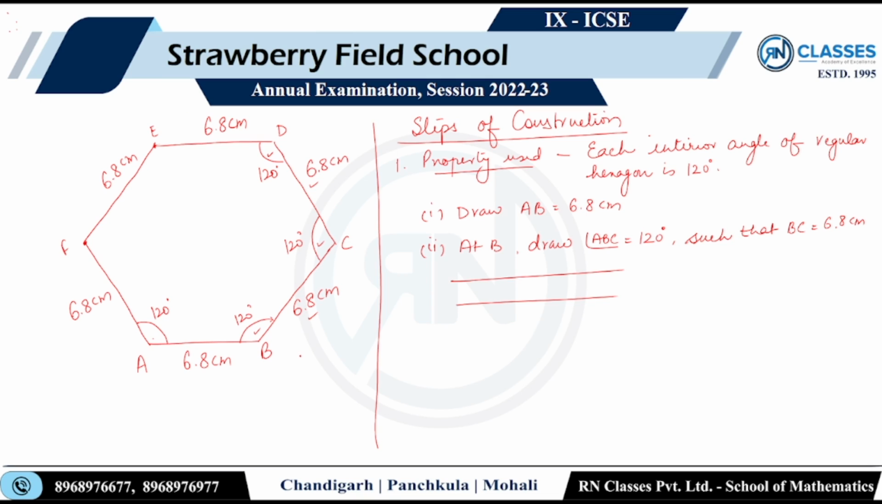You don't need to make angles over there. Property used: each interior angle of a regular hexagon is 120. So draw AB as 6.8. Whatever I have said, exactly in the same way you can write it down very simply.